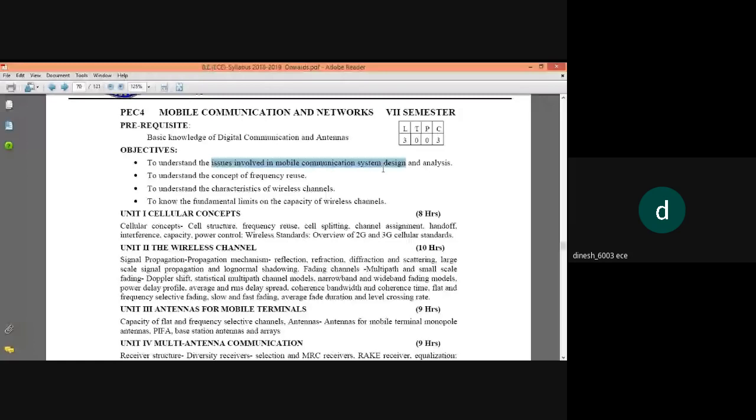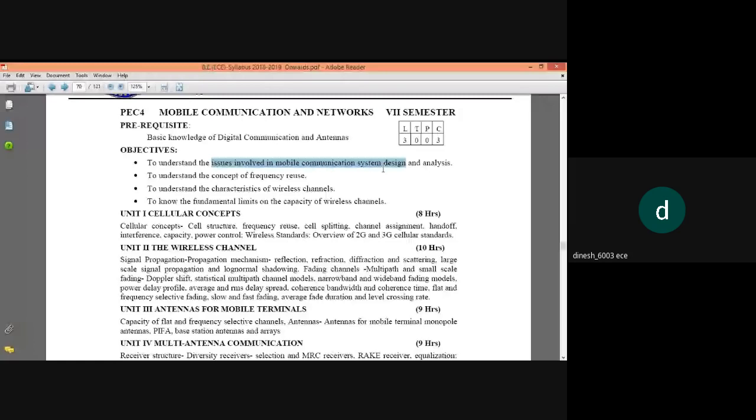Then the next objective, why we need to study mobile communication, is that mobile communication uses antennas for transmission and reception of signals. Every signal that is transmitted or received will possess a frequency. So the concept of frequency reuse we are going to see in depth in this subject. How the frequency is used, what type of frequency is used, how to manipulate them, how to design it.